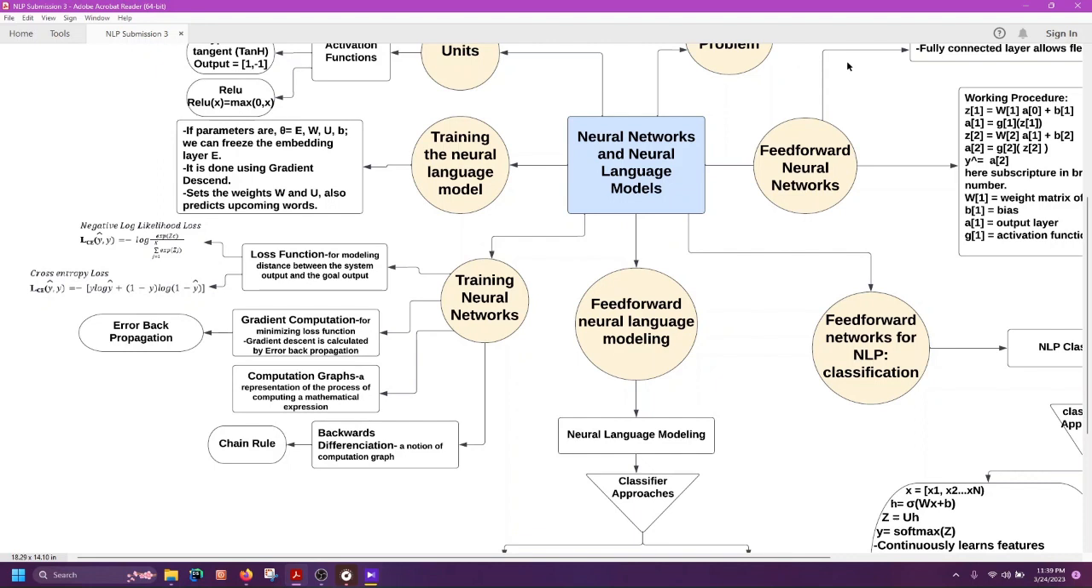Training a neural language model is done using gradient descent. This gradient can be computed in any standard neural network framework, which will then backpropagate through theta equals E, W, U, B. Training the parameters to minimize loss will result both in an algorithm for language modeling as a word predictor and also as a new set of embeddings E that can be used as word representations for other tasks.